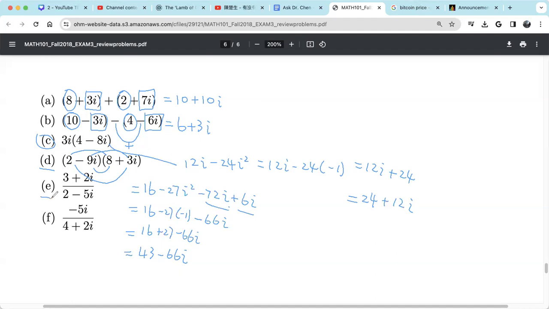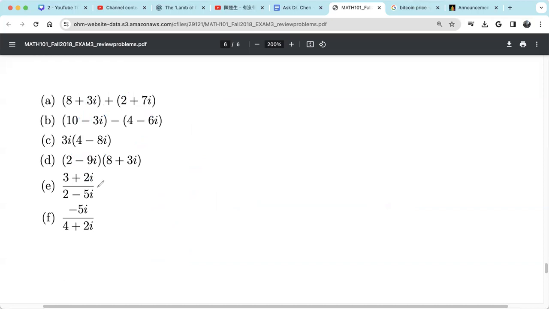Now let's see E, we divide. We can divide two complex numbers. When we multiply those two by two, just follow the FOIL: first with first, second with second, second with first, first with second. Now let's see how we divide. When we divide, we need to use the difference of, actually in complex numbers, we call it the sum of two squares.